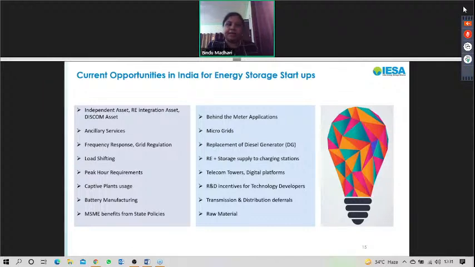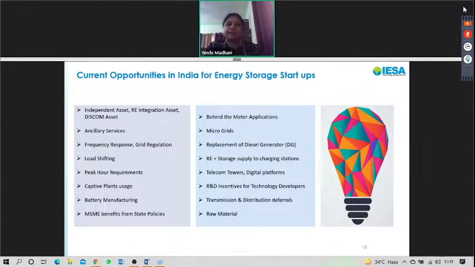So a storage provider can be an independent asset, or it can be integrated with the RE, or it can be a DISCOM asset. It just has to have open access and connection to the grid. And it can act as a frequency response, so it can be an independent resource there as well. Also for battery manufacturing, there is a lot of scope and a lot of opportunities right now. And there are many state policies which are offering benefits to MSMEs. There are behind the meter applications, microgrids, and a clear case of replacing diesel generators with batteries in the coming few years.